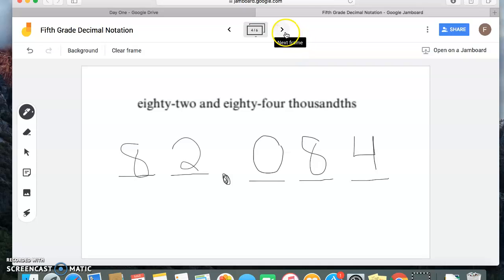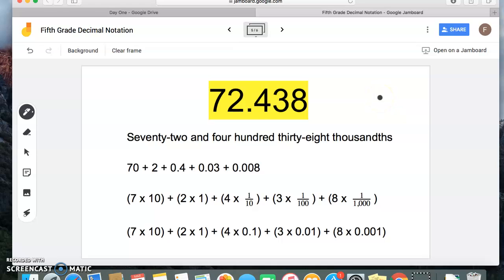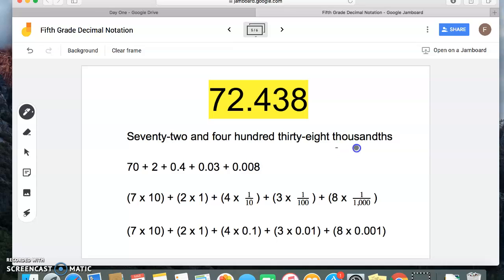Now what we're going to move on to is also expanded form. So in this example here, we have 72 and 438 thousandths. So I wrote this in word form first, 72 and 438 thousandths. And notice I'm still including thousandths as well. It's very, very important to have that. Now I'm going to write this in expanded form, and this is when I'm tearing apart this number, representing the value of each digit that creates this number.